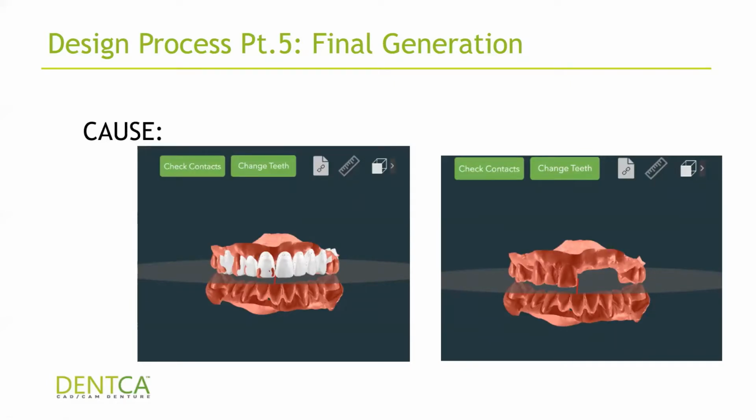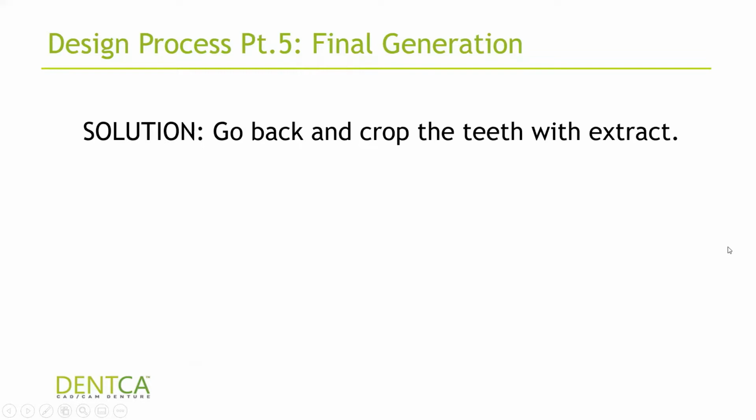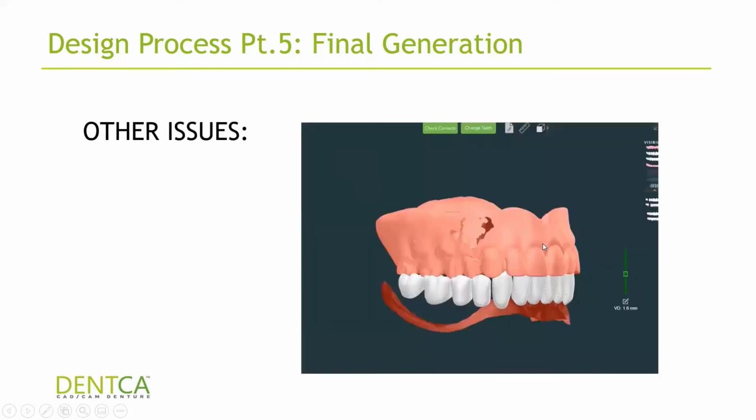Or you could get this, and this happens a lot. So if you're trying to generate and you get an error, hide the existing teeth, and you're going to realize sometimes that you were doing an immediate denture, but you did not do the extract step, or you forgot to set this as an immediate denture and you selected no. So if you're doing an immediate denture, you need to remove the teeth during the extract step, otherwise you're going to get an error. The software is thinking that the teeth are part of the tissue, so you cannot have teeth and tissue occupying the same space. So it's driving the software crazy. So always make sure that you remove or crop the teeth with the extract step.